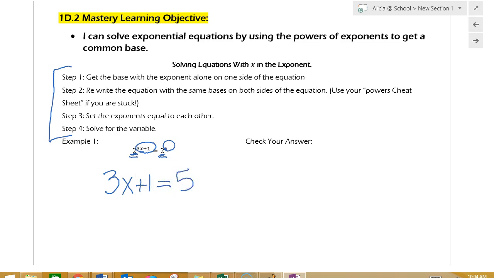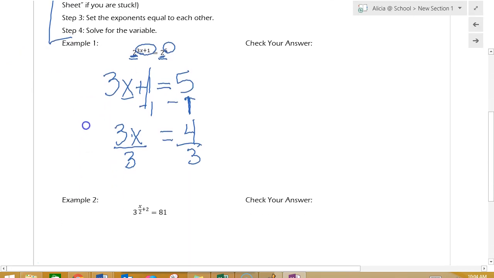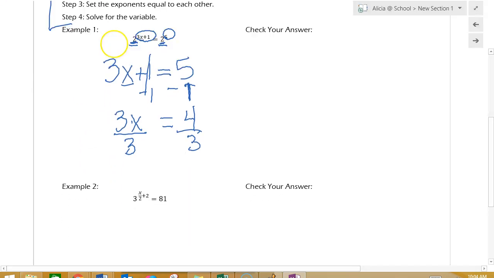And now I follow step 4, which says solve for the variable. So this becomes another linear equation. I have to isolate that variable. So I do the opposite operation, which is subtract 1 on both sides. I have 3x, 1 minus 1 is 0. Bring down my equal sign. 5 minus 1 is 4. I then isolate my variable. So if I am multiplying by 3, I do the opposite, which is divide by 3. And I get x equaling 4 thirds. Let's scroll this up a little bit. So x equals 4 thirds.